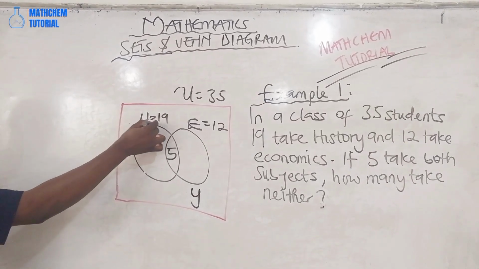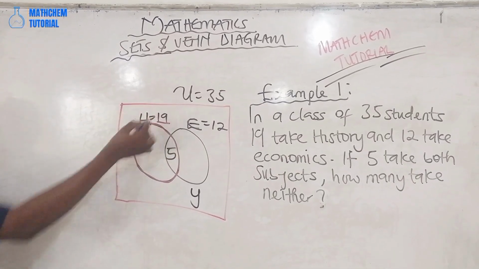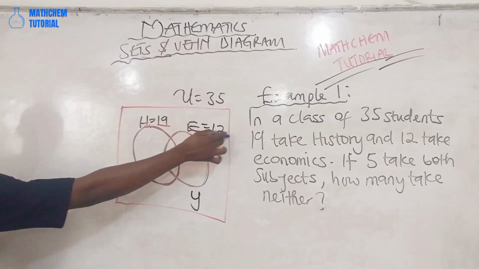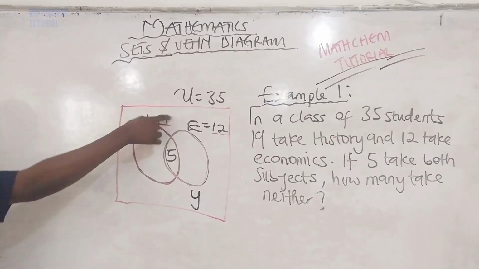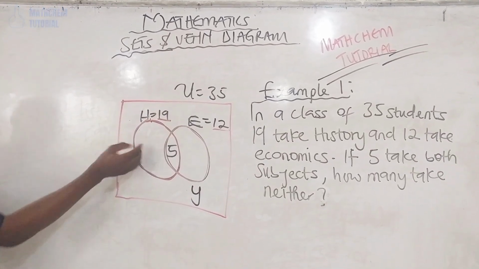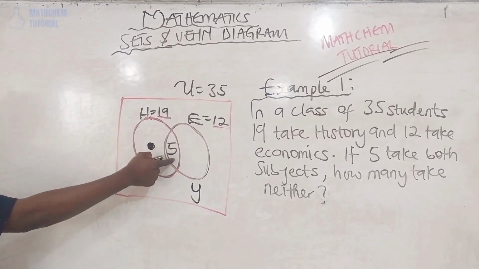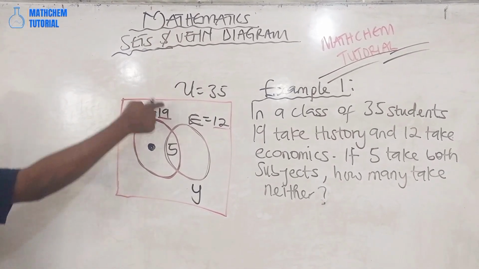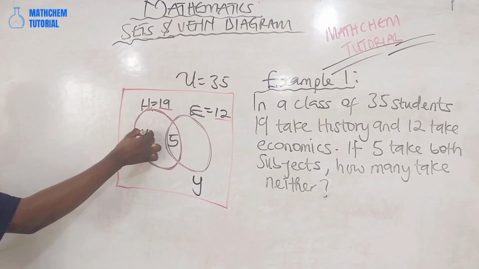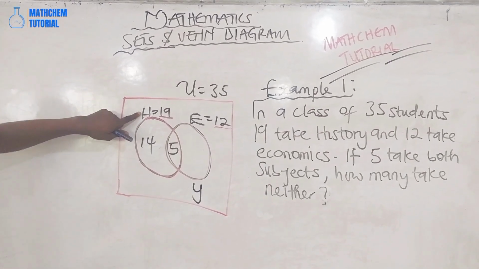Look at this bracket now. Everything in this bracket means 19. Everything here means what? 12. Meaning that out of this 19, 5 is among. But for us to have those that stay on this spot only, whereby this 5 will not be among, that is going to be what? 19 minus 5. So 19 minus 5 is going to give us what? That will be 14. So 14 students only took history.